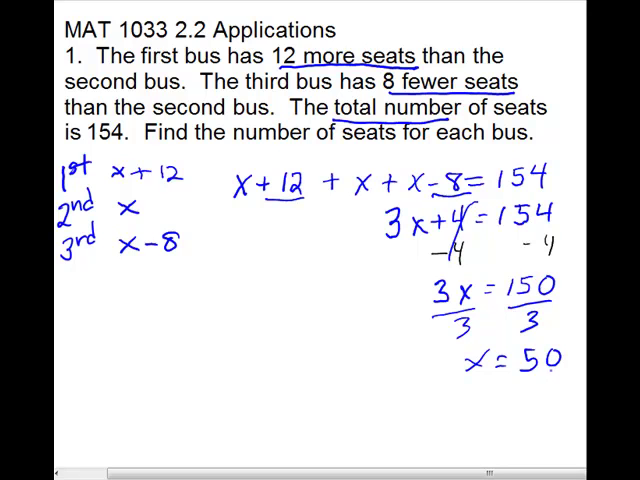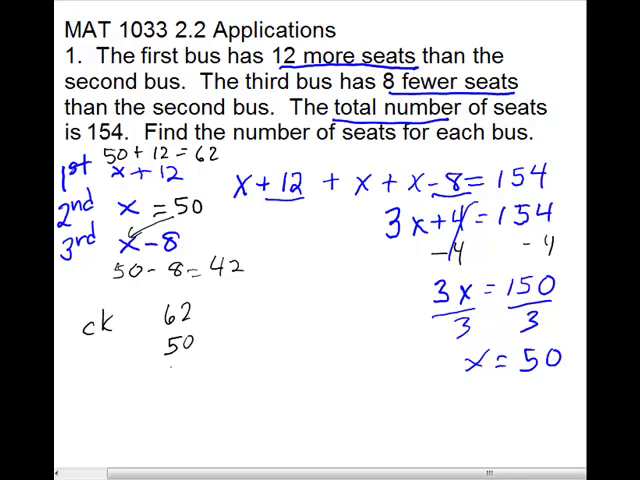Now you need to answer for all 3 buses. So you're going to substitute the 50 back for the other 2. This is the second bus. Plug it in. So into the first one, 50 plus 12 will be 62. Also plug the 50 into the third one. 50 minus 8 will give us 42. Now we can do a quick check with numbers. 62, 50, and 42. Add those up. And it does give us 154.